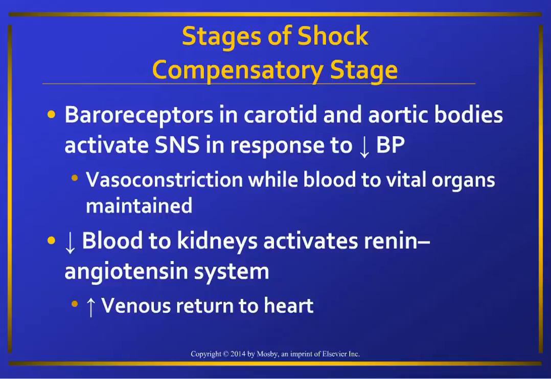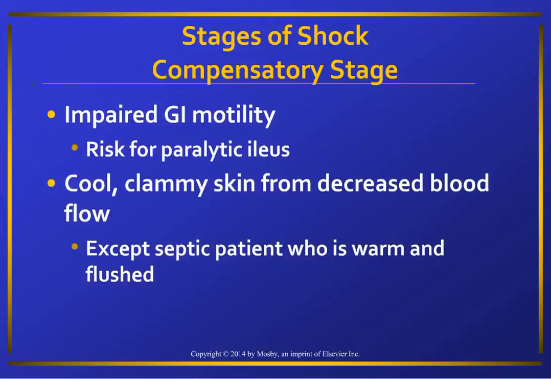Blood flow to the most essential or vital organs, the heart and brain, is maintained, while blood flow to the non-vital organs such as the kidneys, GI tract, skin, and lungs is diverted or shunted. The decrease in blood flow to the GI tract results in impaired motility and a slowing of peristalsis. This increases the risk for the development of a paralytic ileus. Decreased blood flow to the skin results in the patient feeling cool and clammy. The exception is the patient in early septic shock who may feel warm and flushed due to a hyperdynamic state.